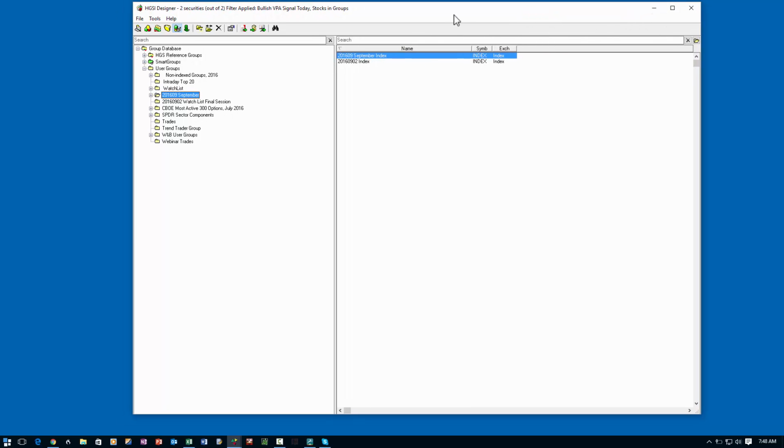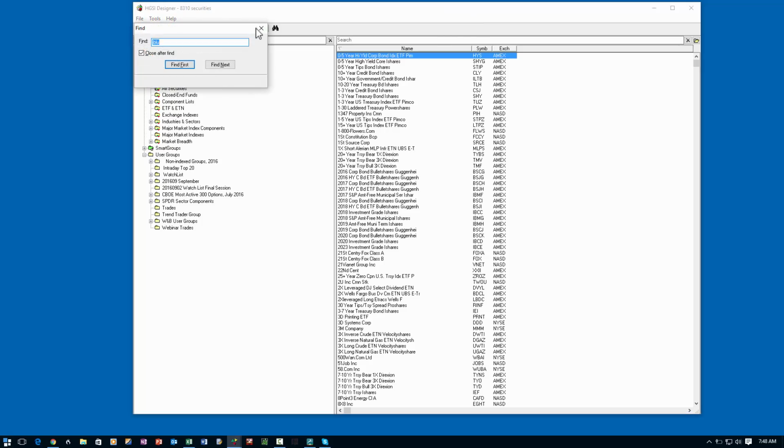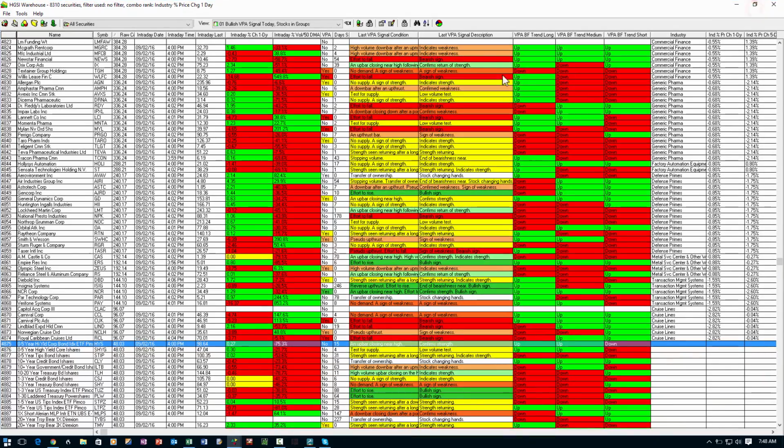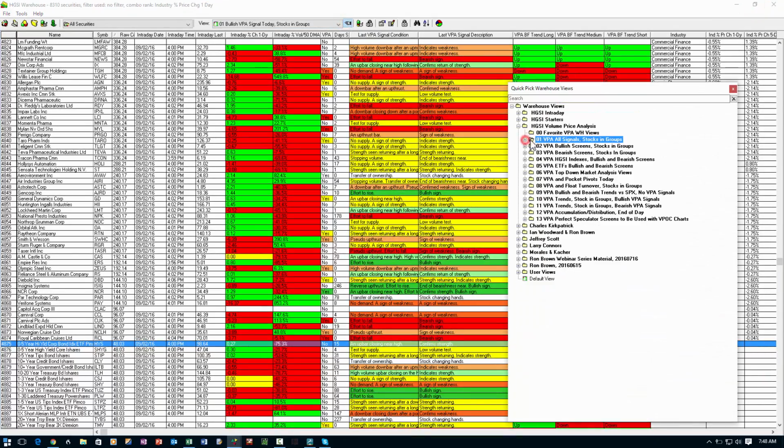What I want to do today is go to all securities. I'm going to just take a look at the market, and I'm going to go into an older view. I'm going to go into views.